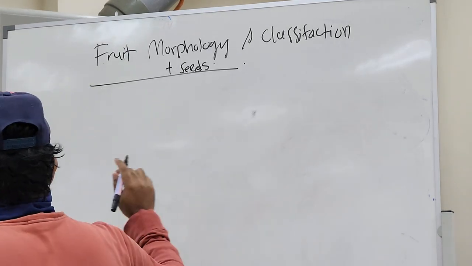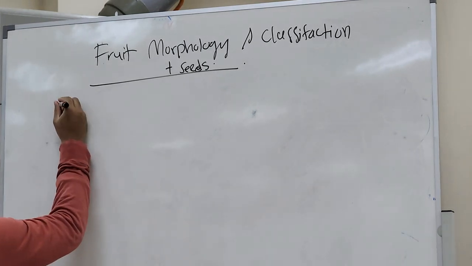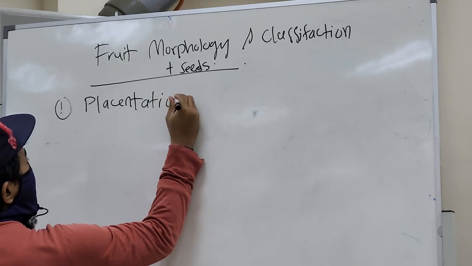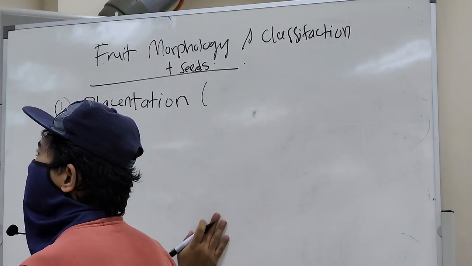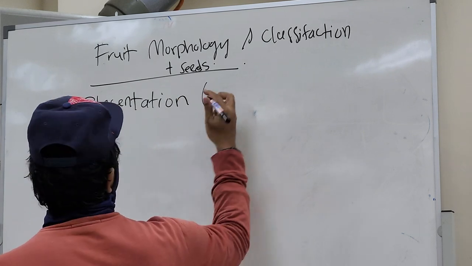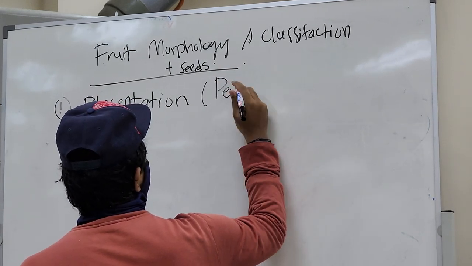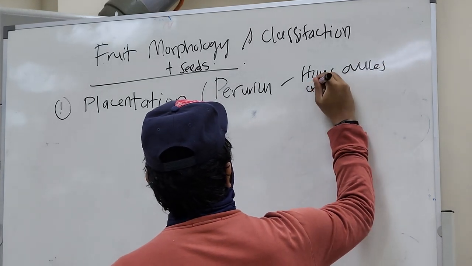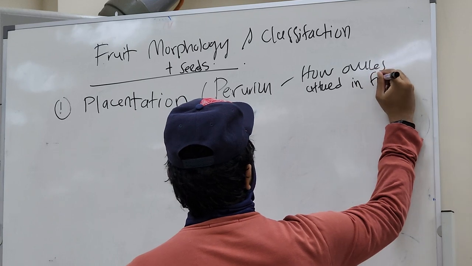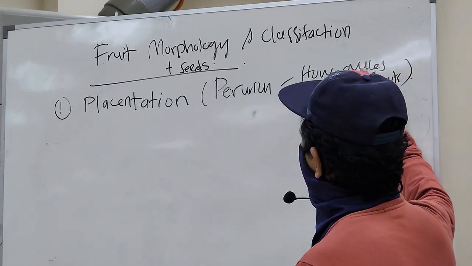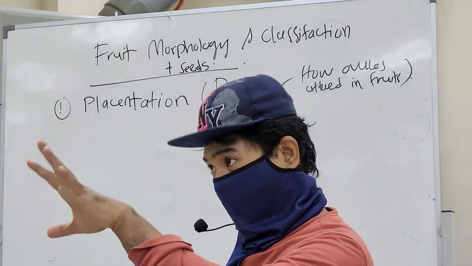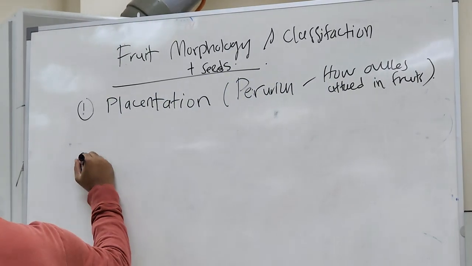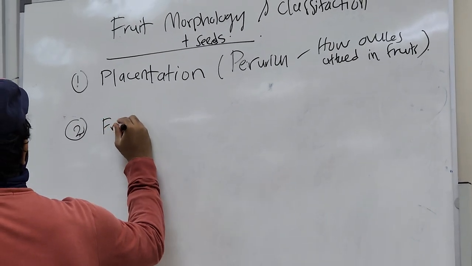But for your activity today, the thing that you need to pay attention to for your illustration is, number one, the placentation. Placentation, what's the Malay term? I know the Malay term. Placentation is how ovules attach in fruit. Remember, ovules will give rise to the seeds eventually, while the ovaries will become the fruit structure. And number two will involve the fruit classification.